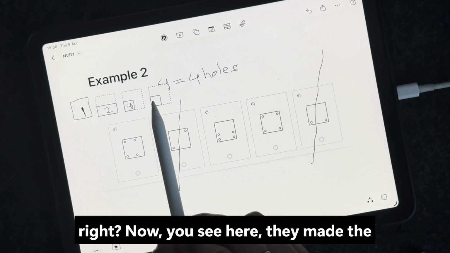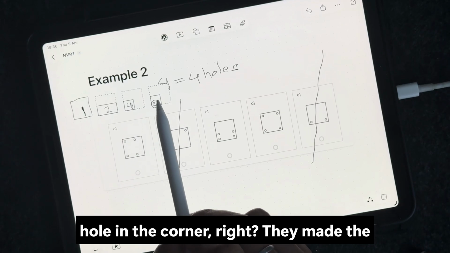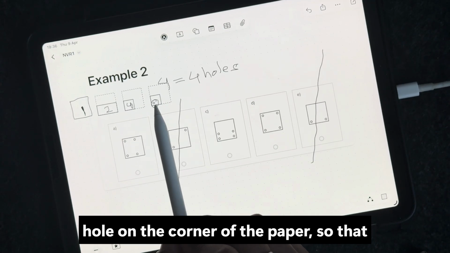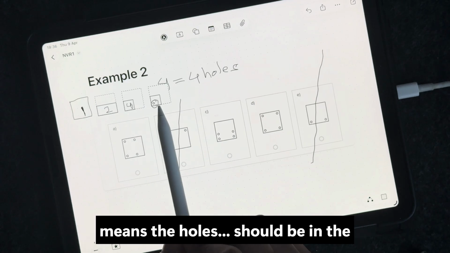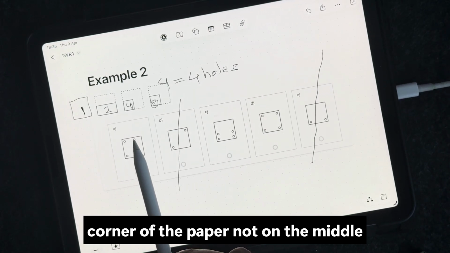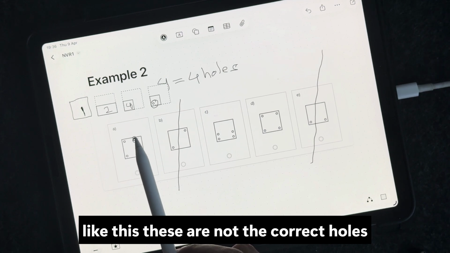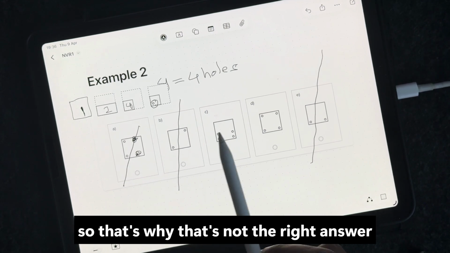Now, you see here, they made the hole in the corner, right? They made the hole on the corner of the paper. So that means the hole should be in the corner of the paper, not on the middle like this. These are not the correct holes. So that's why that's not the right answer.